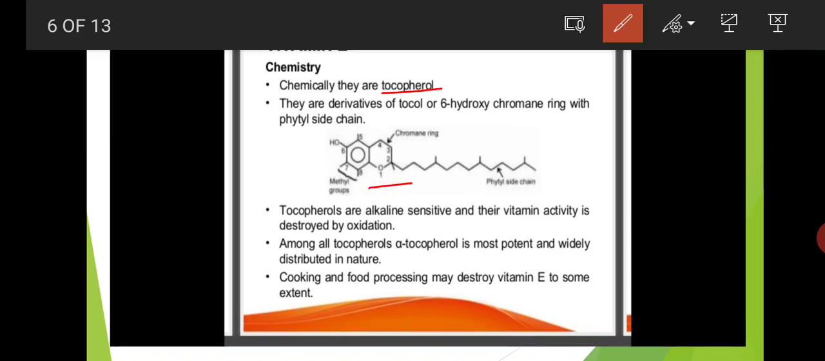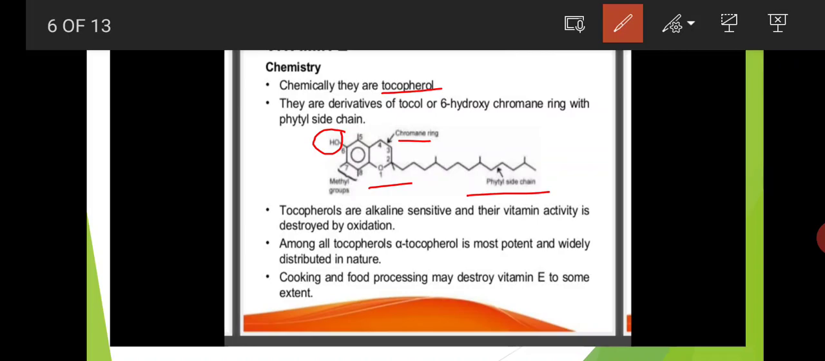This is the structure of vitamin E. Chemically it is also called tocopherol. This is the derivative of tocol or 6 hydroxy chromane ring. This total ring is called the chromane ring. It has a hydroxy group at the 6th position. So it is generally called tocol or 6 hydroxy chromane ring with phytyl side chain. This is called the phytyl side chain. Here the methyl groups are present.